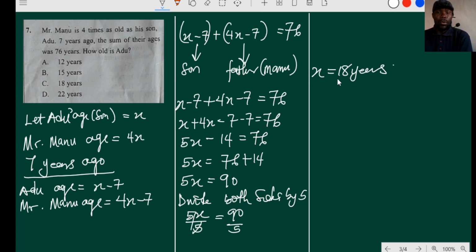years. So how old is Adu? 5 in 9, it is 1 times, it will remain 4. So 5 in 40, making 18 years. So from this part, you're able to see that in number 7, the answer is C. That is just the answer for number 7.